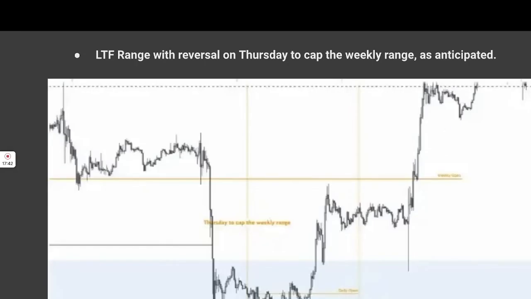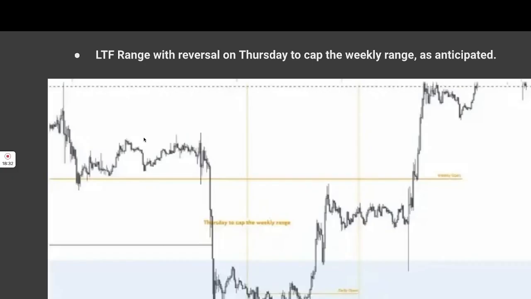The lower time frame range with reversal on Thursday to cap the weekly range as anticipated. So as you can see right here, hopping onto a lower time frame, you can see another range at the low. Range low, range high. Daily open. We are below the open, manipulating below an old low, and we are within the higher time frame PD array, key level, which is represented by this blue shaded region.